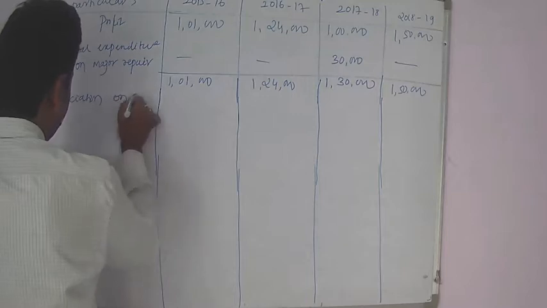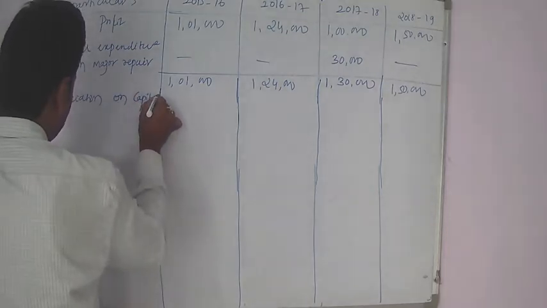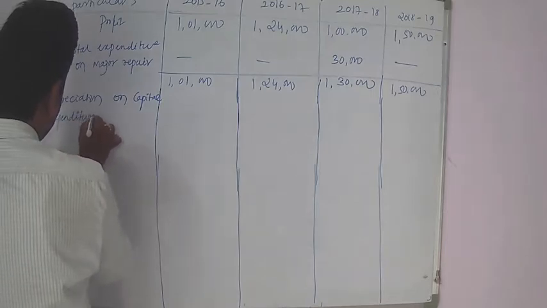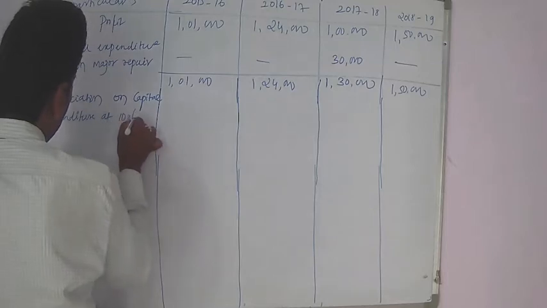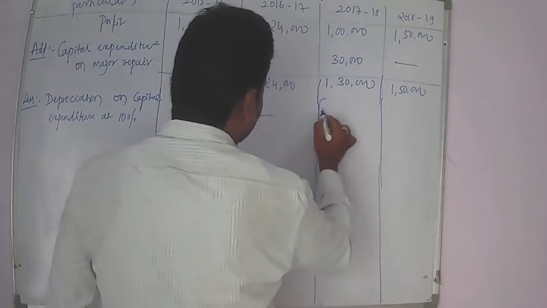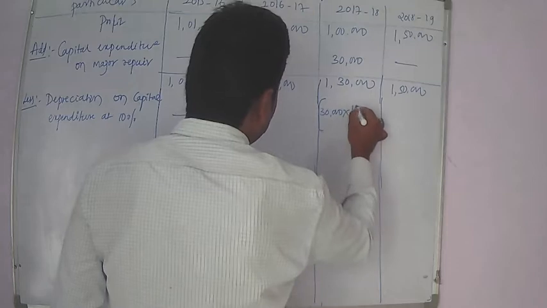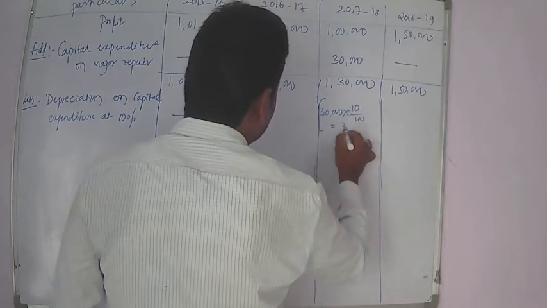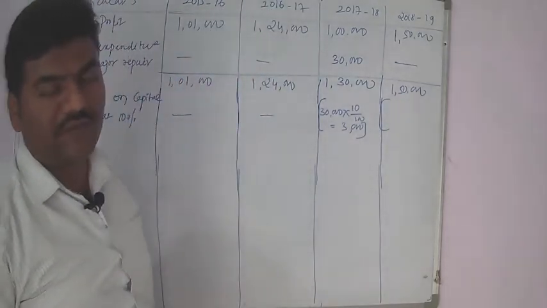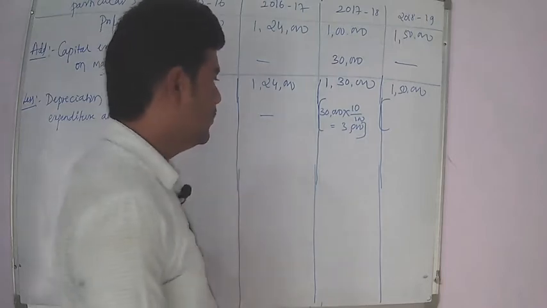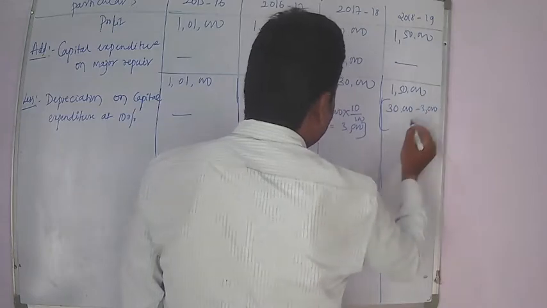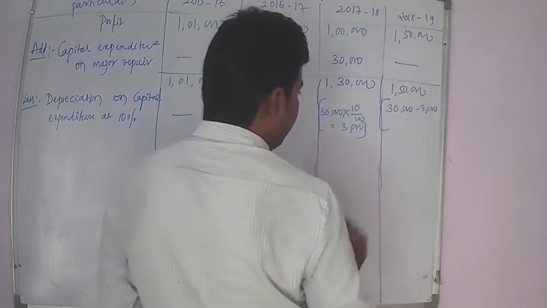On capital expenditure at 10%, from which year? From 2017-18. 10% on 30,000. This is the depreciation for the first year. In the second year, as we are calculating depreciation on written down value method, the value reduces. So 30,000 minus 3,000. We have to provide depreciation on the reduced value. It is 27,000.